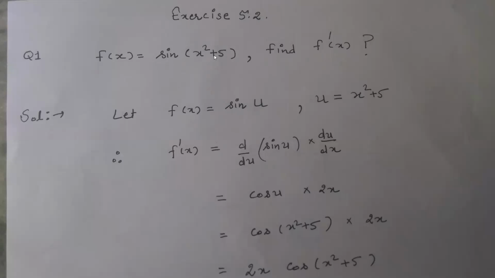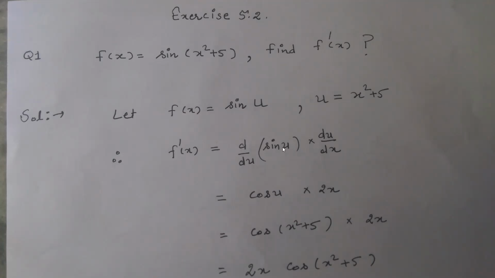So x² + 5, we take this equal to u. Now the question becomes, f(x) is equal to sin u. Now according to the rule, what is f'(x)? This is the derivative of sin u. But we are not going to differentiate this sin u with x. So this du gets cancelled. We are writing it as du upon dx. So we can differentiate here this second function u with respect to x. The first function is differentiated with respect to u.